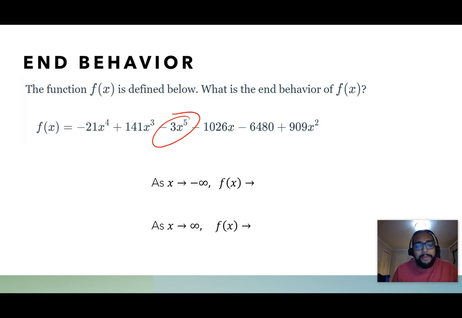That means as x is approaching negative infinity, we're going to go up. For some reason, I was about to write negative infinity. That would have been wrong. And as x is approaching infinity, we're going to go down.